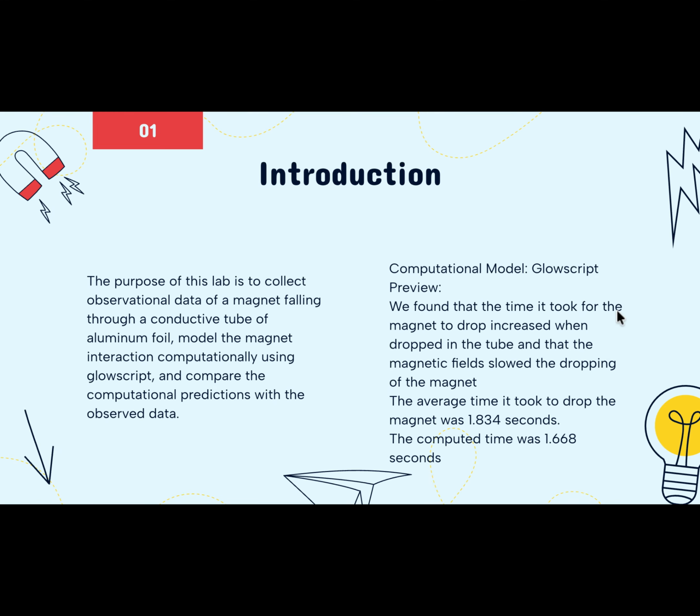Okay, so in this lab, we explored Faraday's law by dropping a bar magnet through a tube of aluminum foil and observing how the induced current slowed the magnet's fall. And then we built a computational model in GlowScript to simulate and compare results.